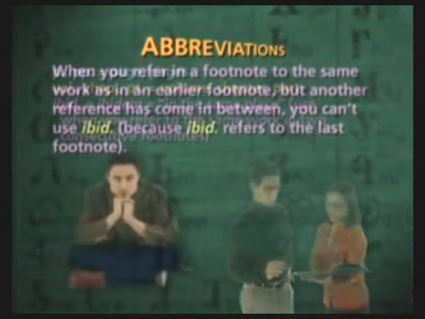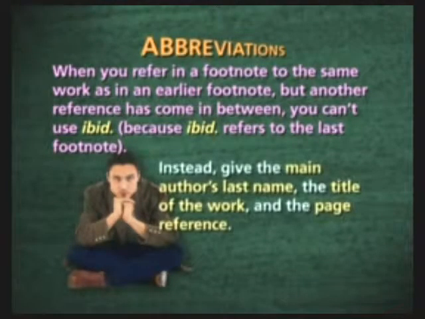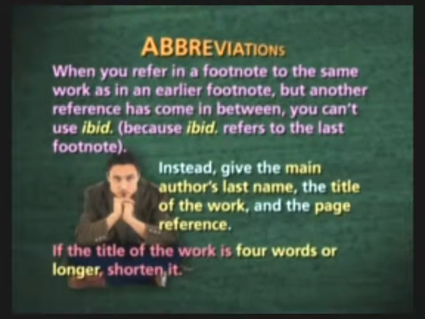When you refer in a footnote to the same work as in an earlier footnote, but another reference has come in between, you can't use ibid. because ibid. refers to the last footnote. Instead, give the main author's last name, the title of the work, and the page reference. If the title of the work is 4 words or longer, you should shorten it. For example, let's say that we referred to George Lakoff's book, Metaphors We Live By, in 2 separate footnotes, with some other footnotes in between in our paper. Here's how we would do it.